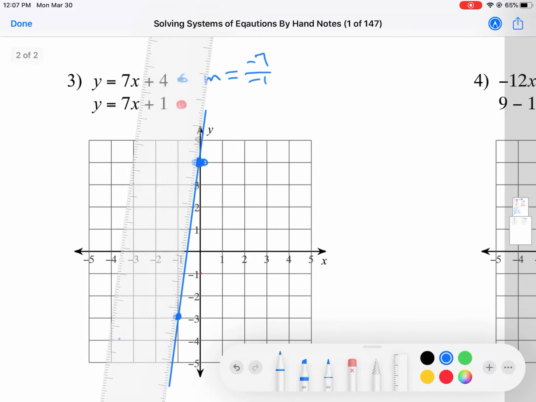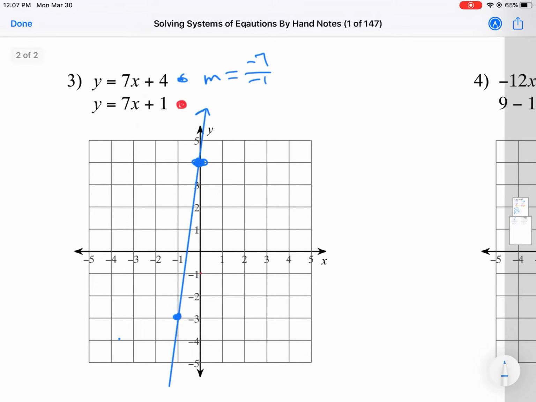Get that ruler to be precise. That's a good line there, boy. Yeah, I'm going pro. Nice.